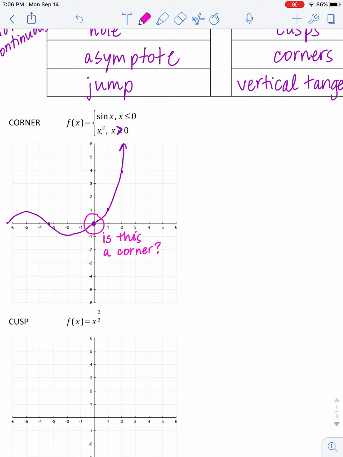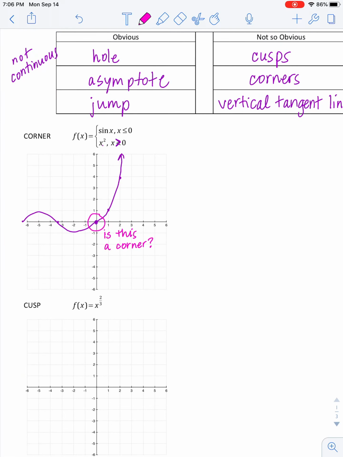We can't rely on what our human hands can graph. We have to do a little bit more analytical analysis. So let's start by noting this function is continuous, right? But we're just not sure if it is differentiable. So we're going to take the derivative, which is going to look like a piecewise function also. The derivative of sine is cosine x when x is less than or equal to 0.